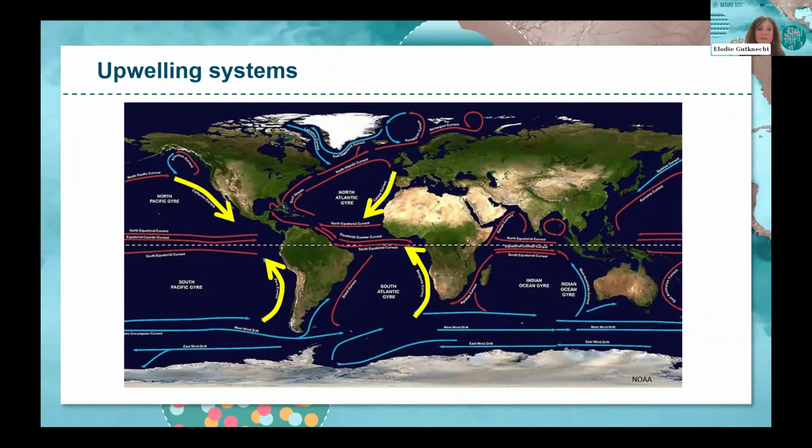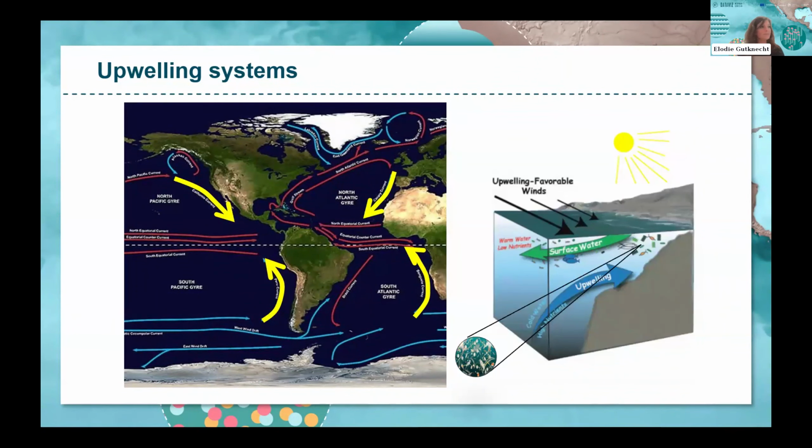So here are represented the four surface currents that are associated with these upwelling regions. They are called currents, and they are driven by winds. These winds blow along the coast and towards the equator. How does it function?